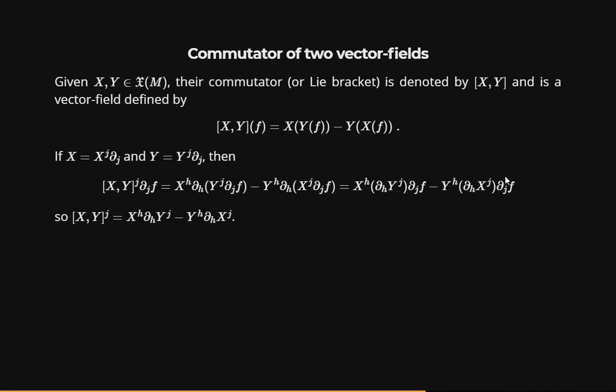Now this expression can be written as a vector field acting on f, because this is the jth derivative of f, so you take this out to the right, and you end up with a vector field which has as the jth element this sum, which is a sum over h, which is a repeated index. So x^h ∂_h y^j minus y^h ∂_h x^j. So the coefficients of x times the corresponding derivative of one coefficient of y minus the coefficients of y times the corresponding derivative of the one coefficients of x. Which coefficient? Well, the one with the same index.